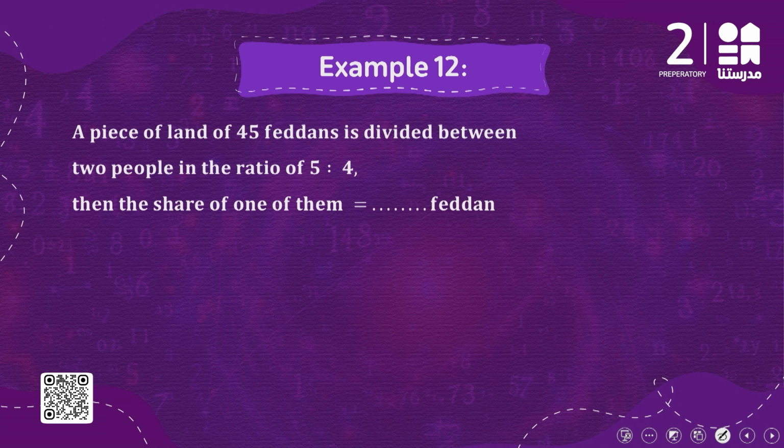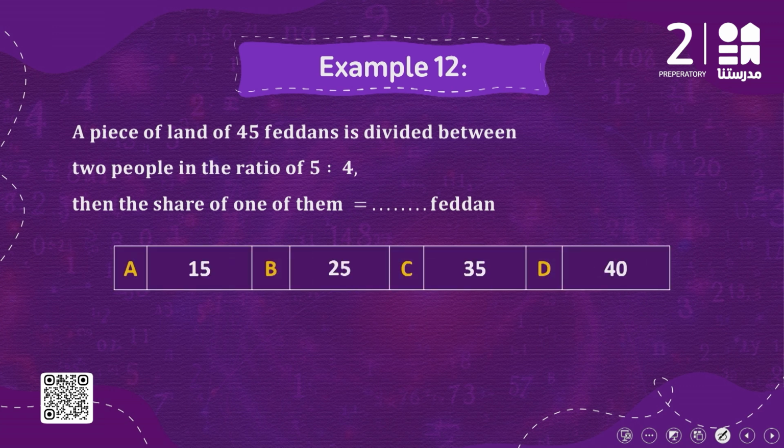A piece of land of 45 fadans is divided between two people in the ratio 5 to 4. Then the share of one of them equals. Take care, don't take this value divided by 2. No, divide by 2 only if we share equally. They will not take equal values. So we have 5 here, and here is 4, and you have to find the sum of them, which is 9.